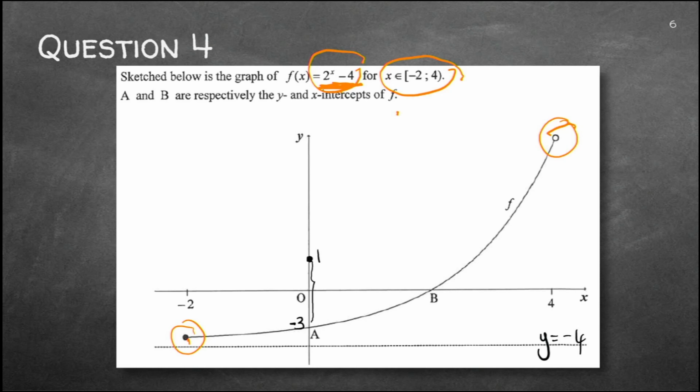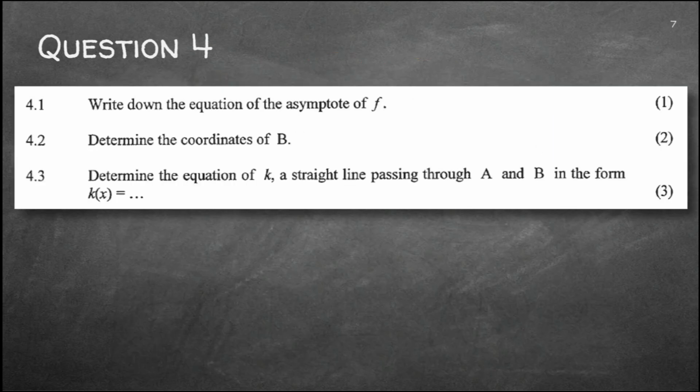Right, let's look at the first question then. Write down the equation of the asymptote. That's simply y equal to negative 4. Next question. Determine the coordinates of B.